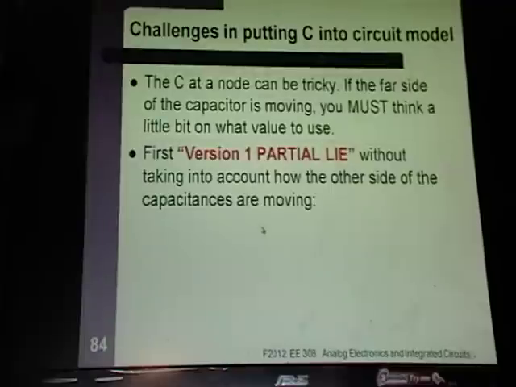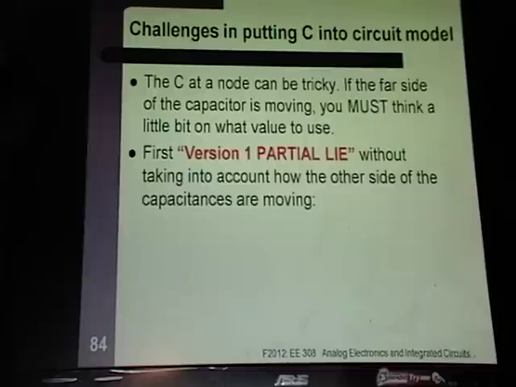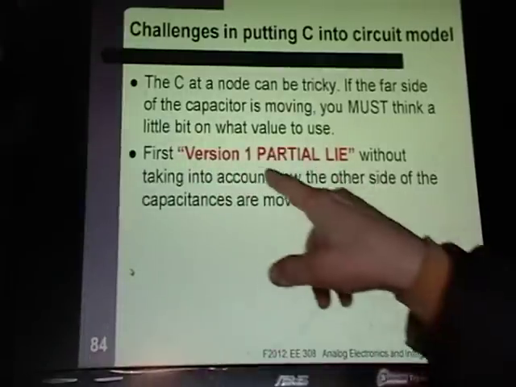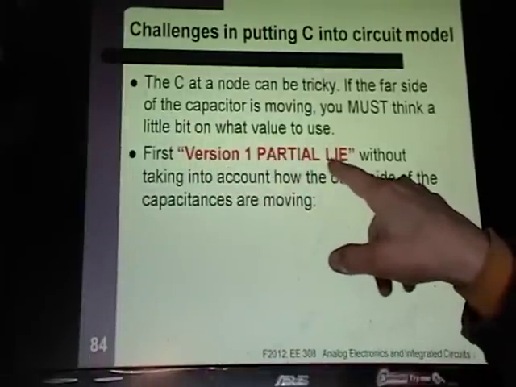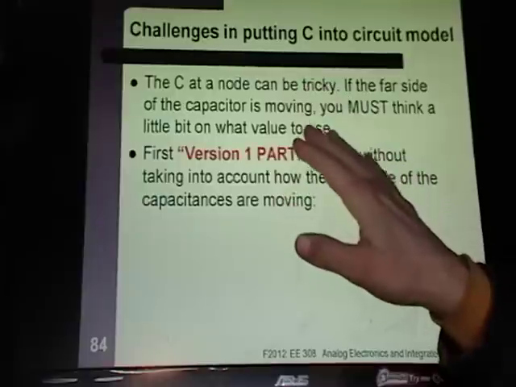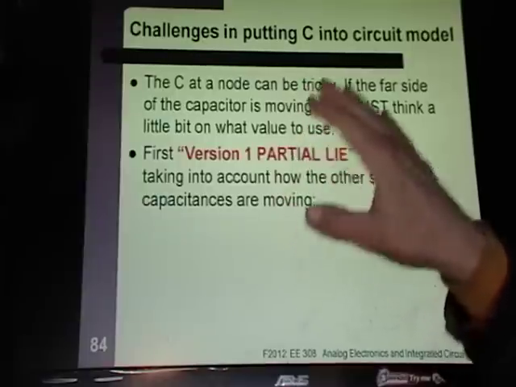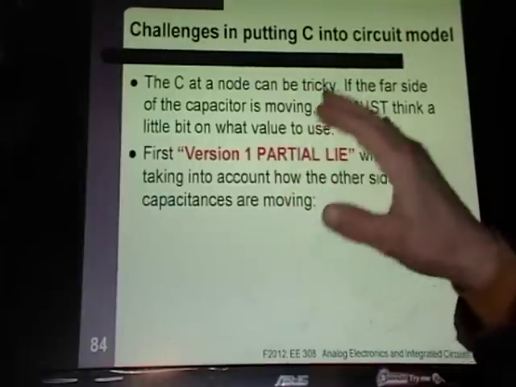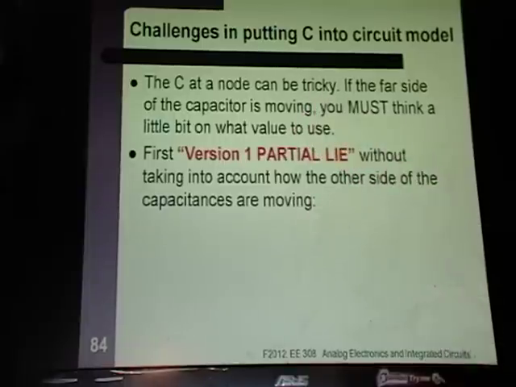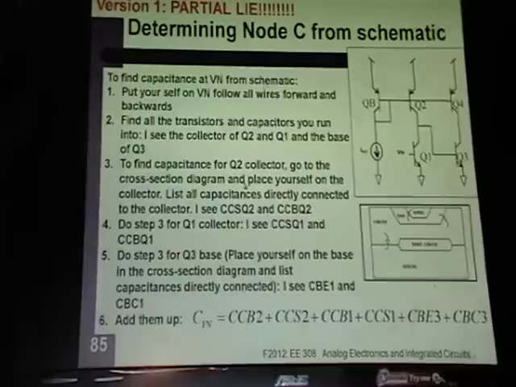Okay. So let's first go and say, all right, let's do a hand-wavy job and find capacitance at nodes. Okay, and this version 1, this is a partial lie. All of the slides that I'm going to show you in the next few slides are partial lies, and then we'll get to the real story. Okay. But first, let's practice with our partial lie.